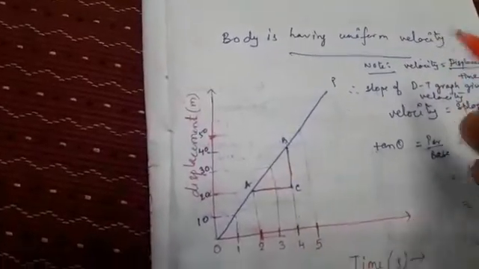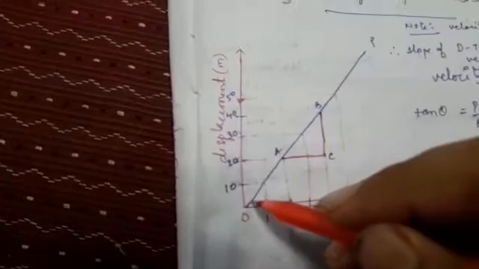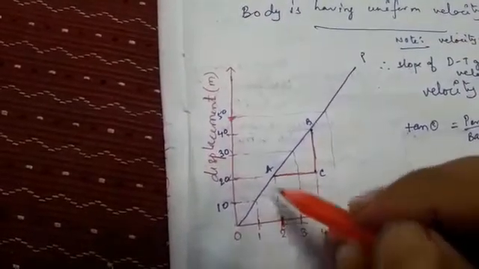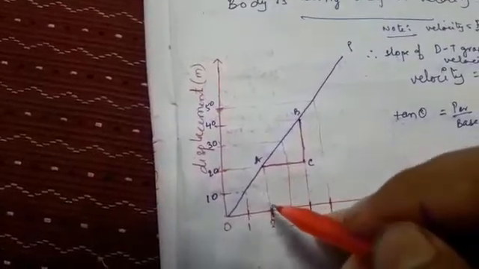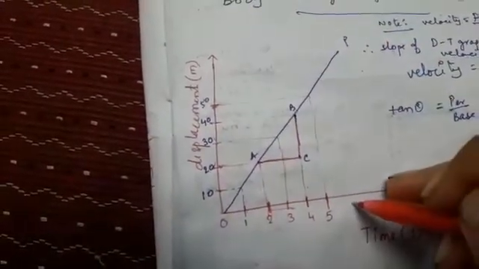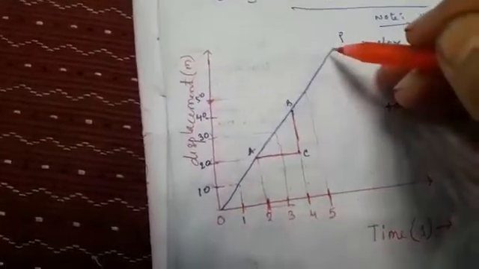So this is a case of uniform velocity, and in that case the displacement time graph will be a straight line having an angle, that is, it will be inclined with the x-axis, and it will be a straight line.